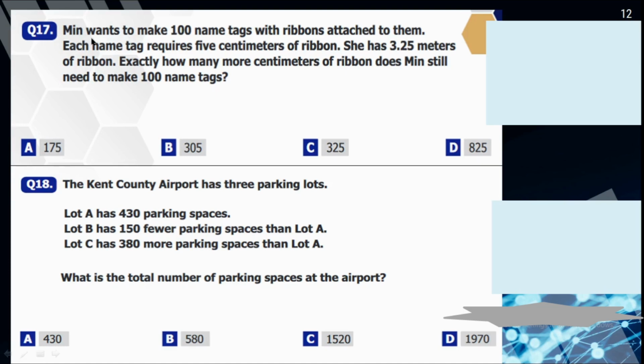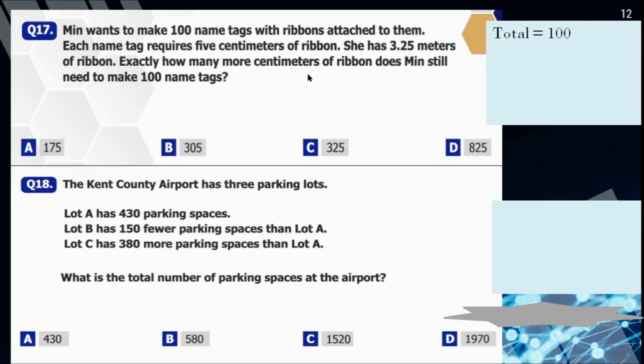Question number 17. Min wants to make 100 name tags with ribbon attached to them. Each name tag requires 5 centimeters of ribbon. She has 3.25 meters of ribbon. Exactly how many more centimeters of ribbon does Min still need to make 100 name tags?